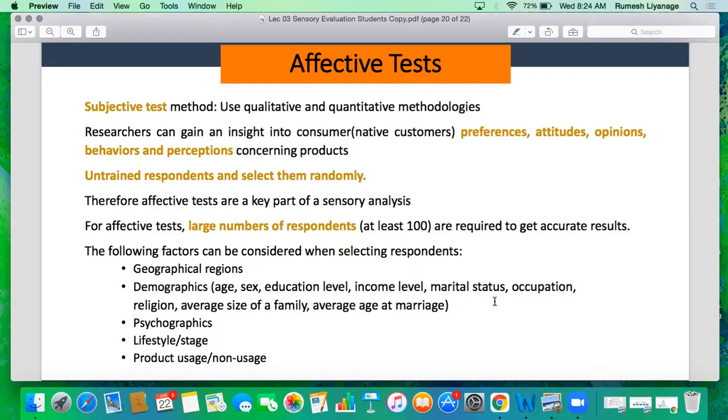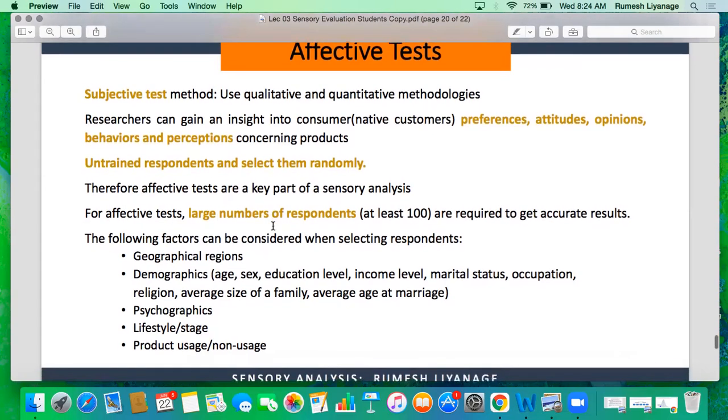And we use untrained panels. And we select the panel randomly, right? We have discussed all these things. Randomly select and voluntarily select. And basically, a large number of panelists are there. At least 100 members should be there because they are an untrained panel.